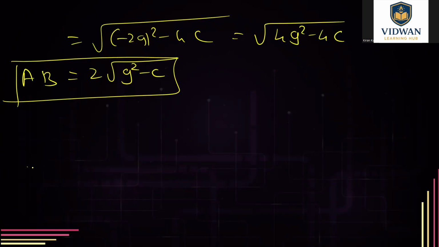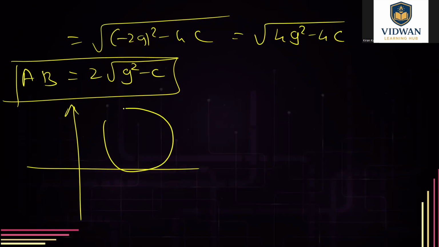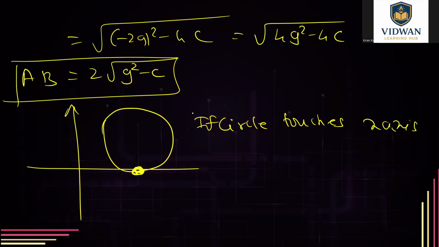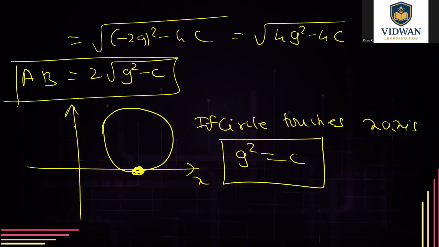And as a special case of this, if the circle is not cutting an intercept, instead it is touching like this, the intercept length will become 0. So circle touches x-axis, then what do you conclude? If circle touches x-axis, the length of the intercept is 0. So if you equate this with 0, you'll get a condition g square equal to c. That means for a circle to touch x-axis, g square should be equal to c.